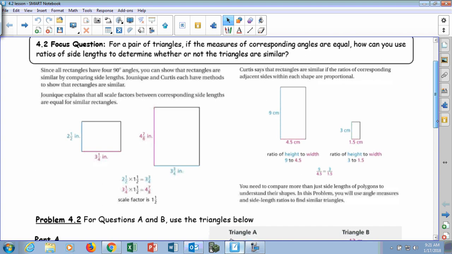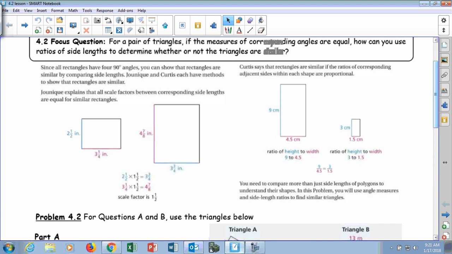So again, just to review, with a rectangle, since all rectangles have four 90-degree angles, you can show that rectangles are similar by comparing side lengths. I'm assuming that's Jonique and Curtis. I've never seen that name in my life before, but each have methods that show that the rectangles are similar. Jonique explains that all scale factors between corresponding side lengths are equal for similar rectangles.